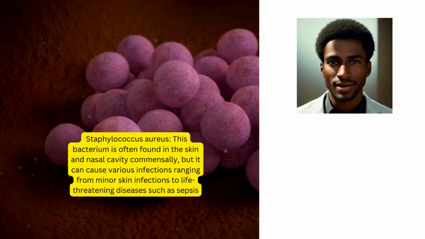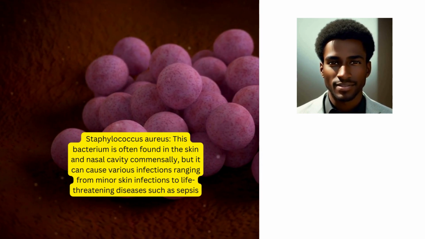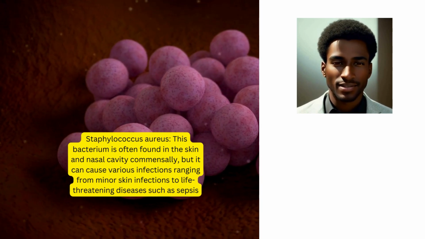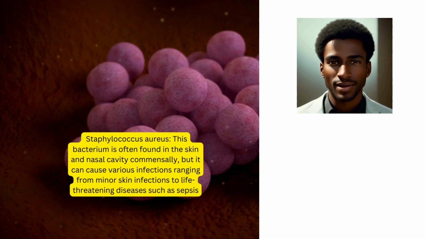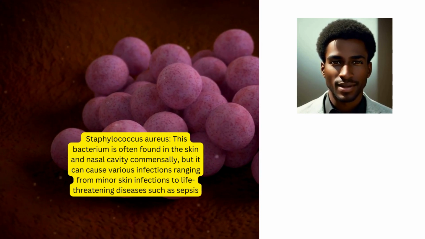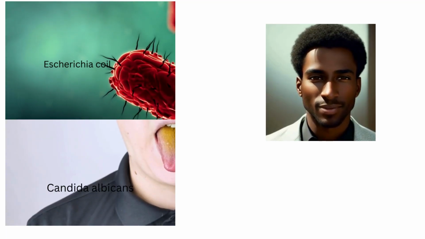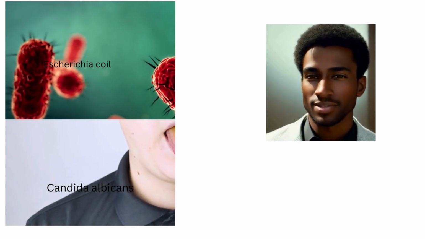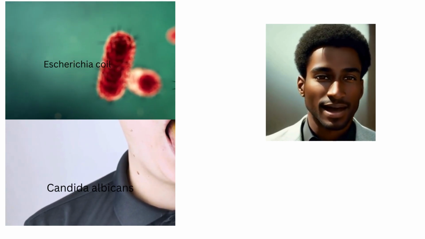The second bacterium that has the ability to switch from commensal to pathogen is Staphylococcus aureus. This bacterium is often found in the skin and nasal cavity commensally, but it can cause various infections ranging from minor skin infections to life-threatening diseases such as sepsis. Escherichia coli. While this bacterium is a commensal in the human gut, certain strains can cause severe food poisoning and urinary tract infections. Candida albicans.